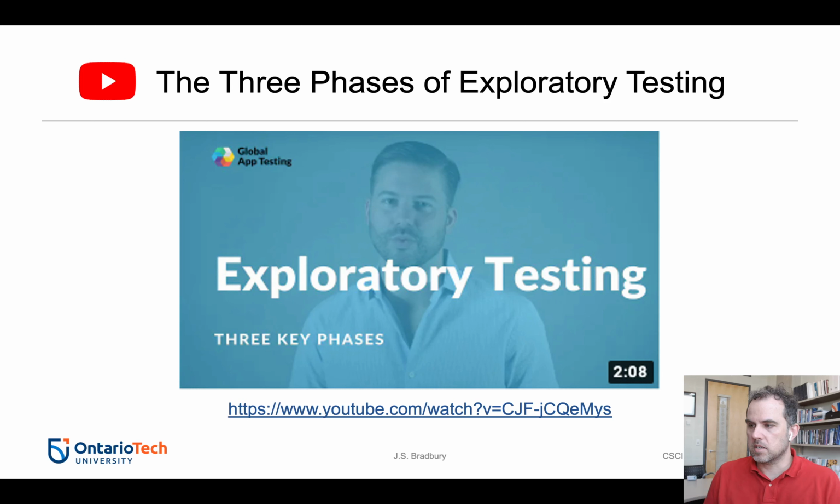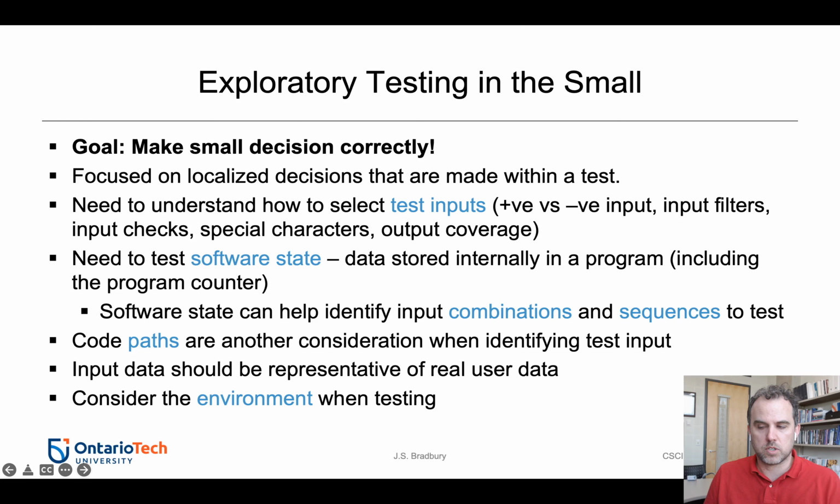Let's talk about two different types of exploratory testing. Let's talk about exploratory testing in the small, and you can probably guess the next topic after that. Anyone want to guess? Okay, nobody wants to guess. The hint is exploratory testing in the small, and yes, exploratory testing in the large. So we'll look at these two different contexts to think about exploratory testing.